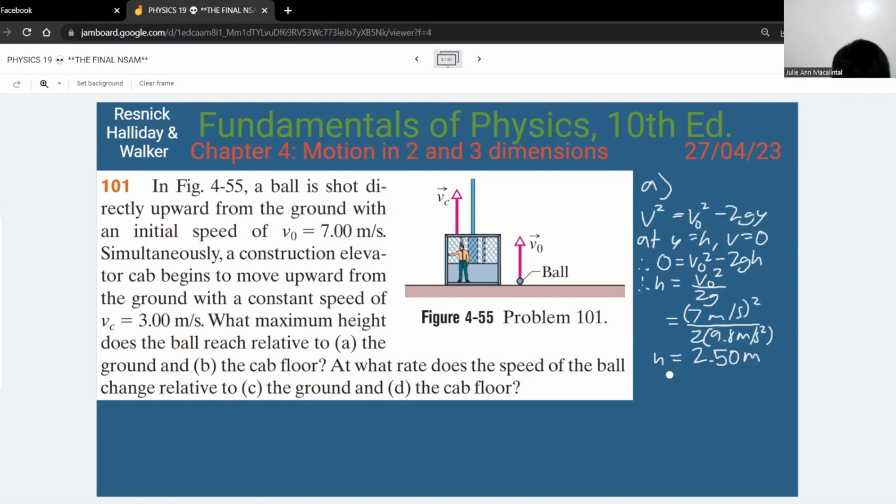Okay, and then what rate is the speed of the... Recording? Yeah. Recording? Yes, sure.